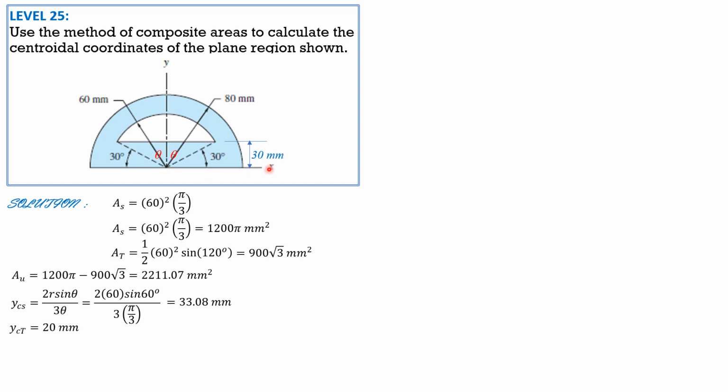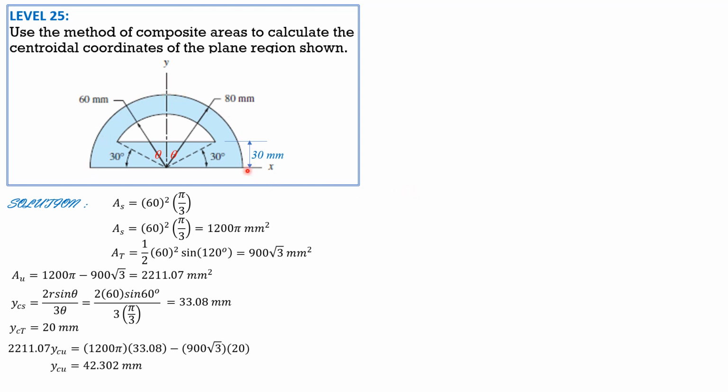Not shown, but it is 2/3 of 30, so 20 mm. Then apply Varignon's theorem to locate the centroidal coordinate of this unshaded area. So net area 2211.07 times y sub c of the unshaded area is area of sector times y sub c of sector minus area of triangle times y sub c of triangle. So from here we can compute the centroidal location, y coordinate of the centroid of this unshaded area, and it is equal to 42.302 mm.